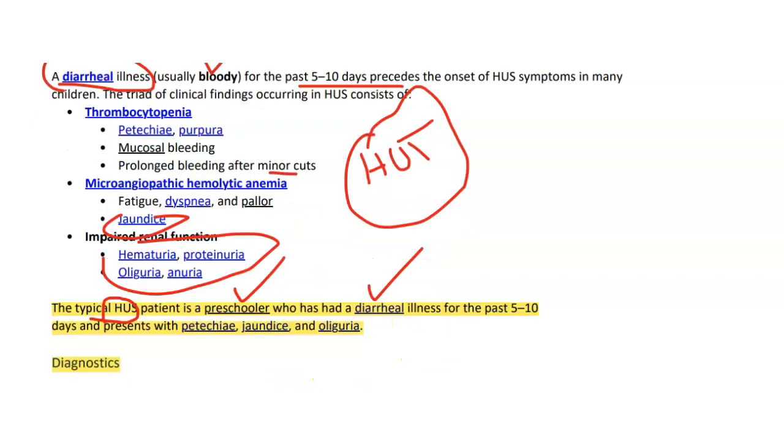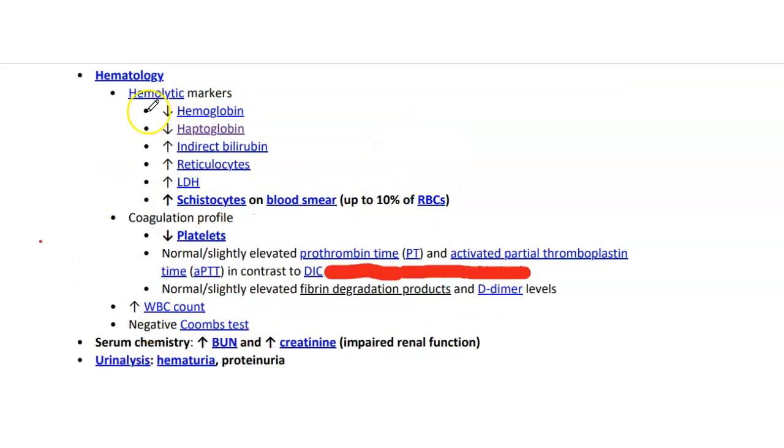Then how to diagnose? Now about diagnosis. On lab findings, hemolytic markers: you will have decreased hemoglobin, decreased haptoglobin, increased indirect bilirubin, increased retic count, increased LDH, and increased schistocytes on the smear.